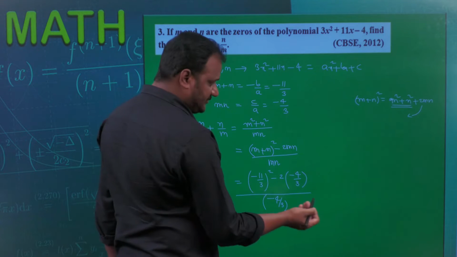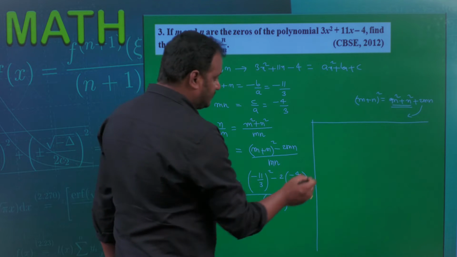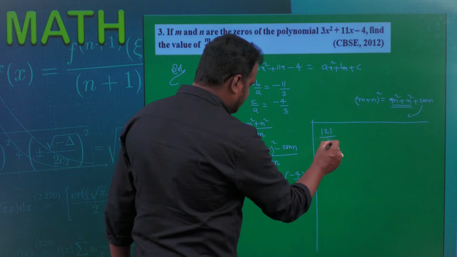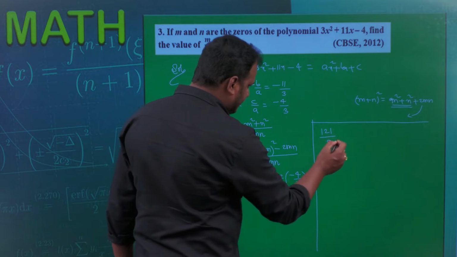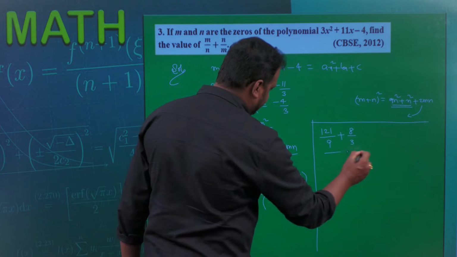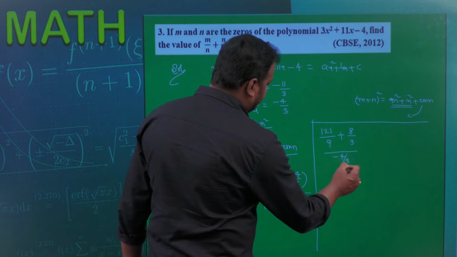Minus square is positive obviously. Minus 11 whole square equals plus 121 divided by 3 square, which is 9. Minus into minus equals plus. 2 4s are 8 divided by 3, that is the numerator. And the denominator is going to be minus 4 divided by 3.